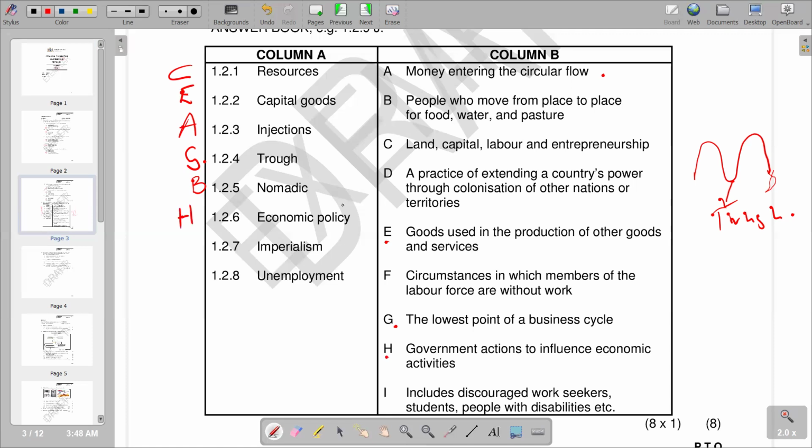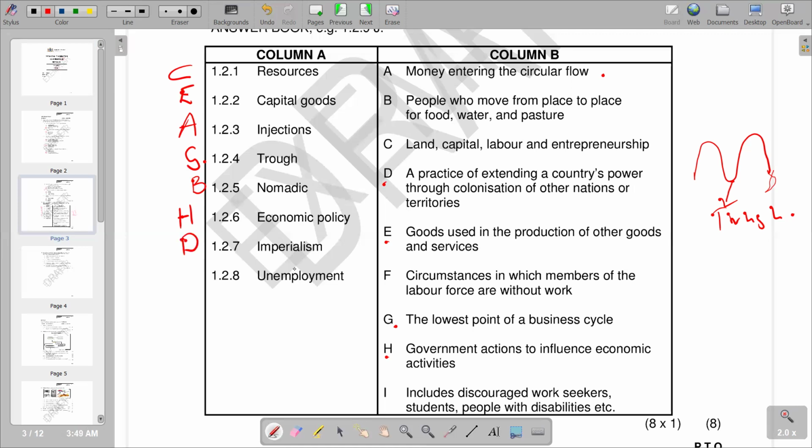Imperialism, but we know imperialism as a policy of extending a country's power and influence through colonization. So the element or the issue behind imperialism is the extension of a country's power and influence, obviously, over another country, through colonization or use of military force, or it might be any measure that is being used there. So imperialism, the explanation that is matching imperialism, you go to our column B. If you go to D, it is saying a practice of extending a country. So you've got D here as the correct response.